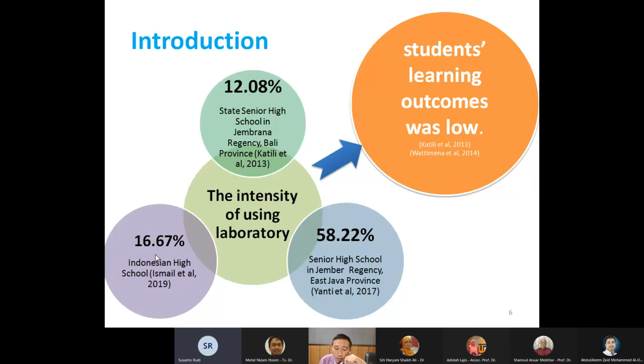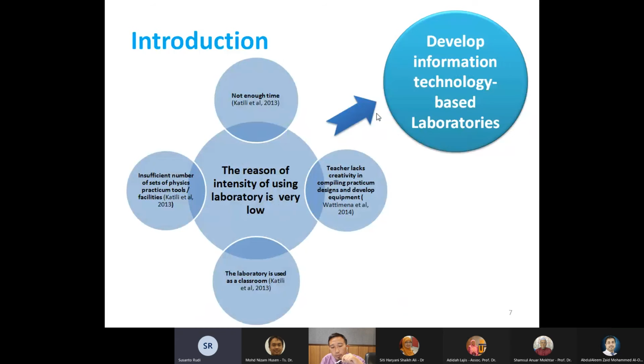And the low intensity of using laboratory causes low student learning outcomes, under linear correlation, as stated by Katili et al. and Fatimah. And why is the intensity of using laboratory in the region very low? The reasons are not enough time, teachers lack creativity in compiling practicum design and developing equipment, the laboratory is used as a classroom, and an insufficient number of sets of physics practicum tools and facilities. And these reasons become the underlying ground to develop an information technology based laboratory.